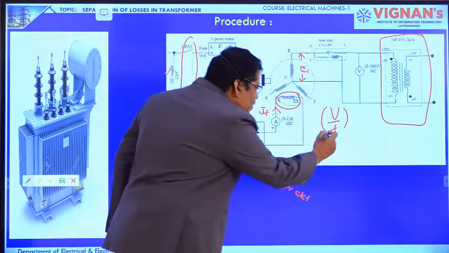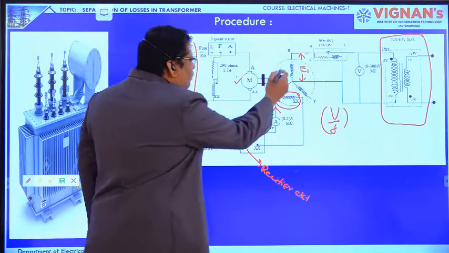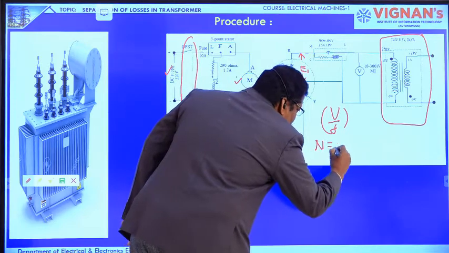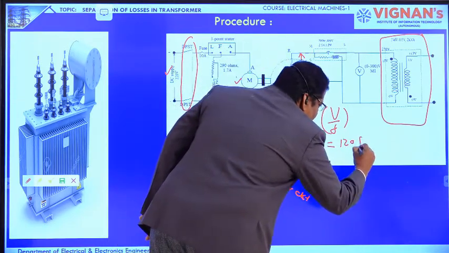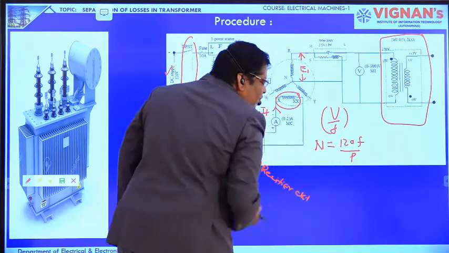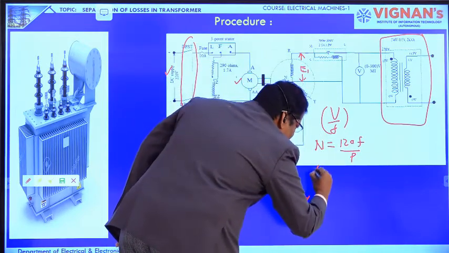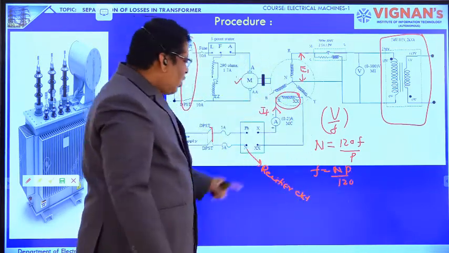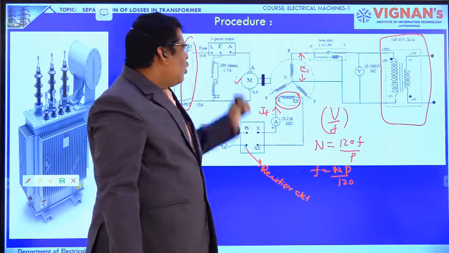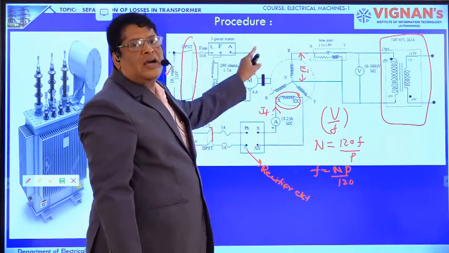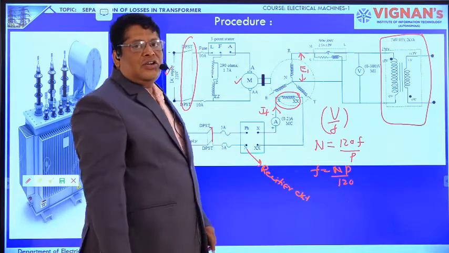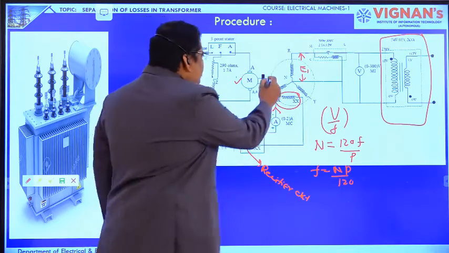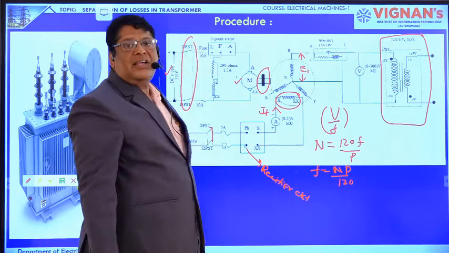Now how are we going to change the frequency? See here, the frequency of the voltage induced in the alternator is given by the formula N equal to 120 F by P. From this equation, F equal to N into P by 120. What is N here? It is the speed of the alternator. The alternator runs at the same speed as the motor. Suppose the motor is running at 1500 rpm, the alternator will also run at 1500 rpm, because both are mechanically coupled.